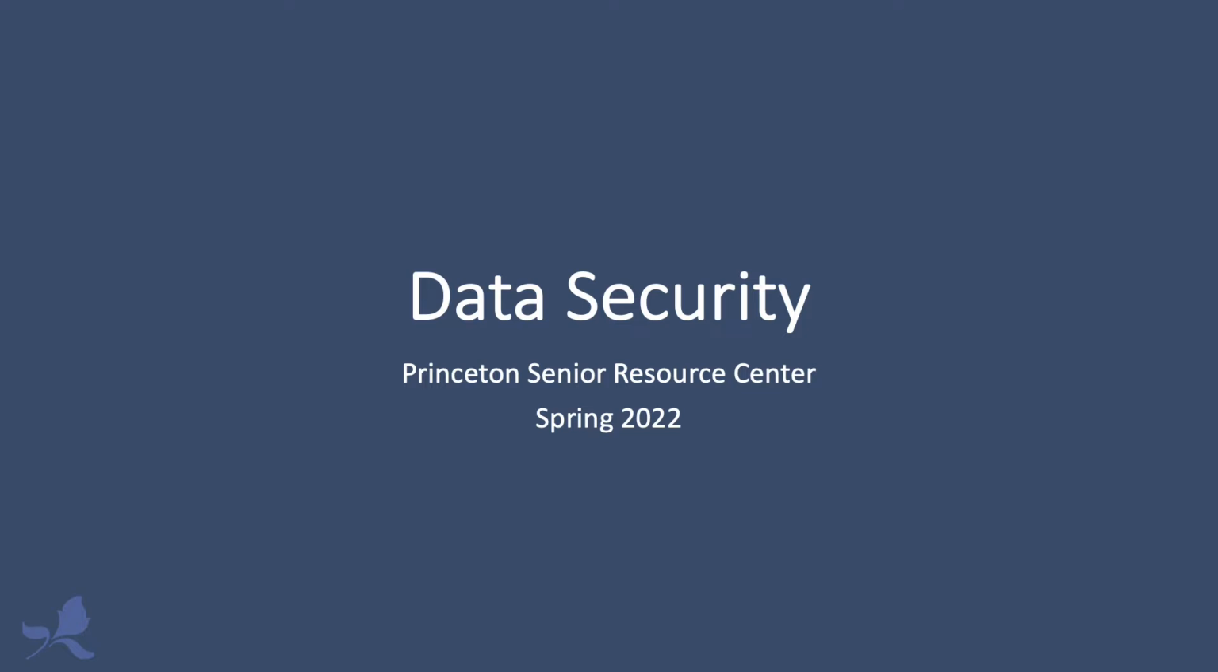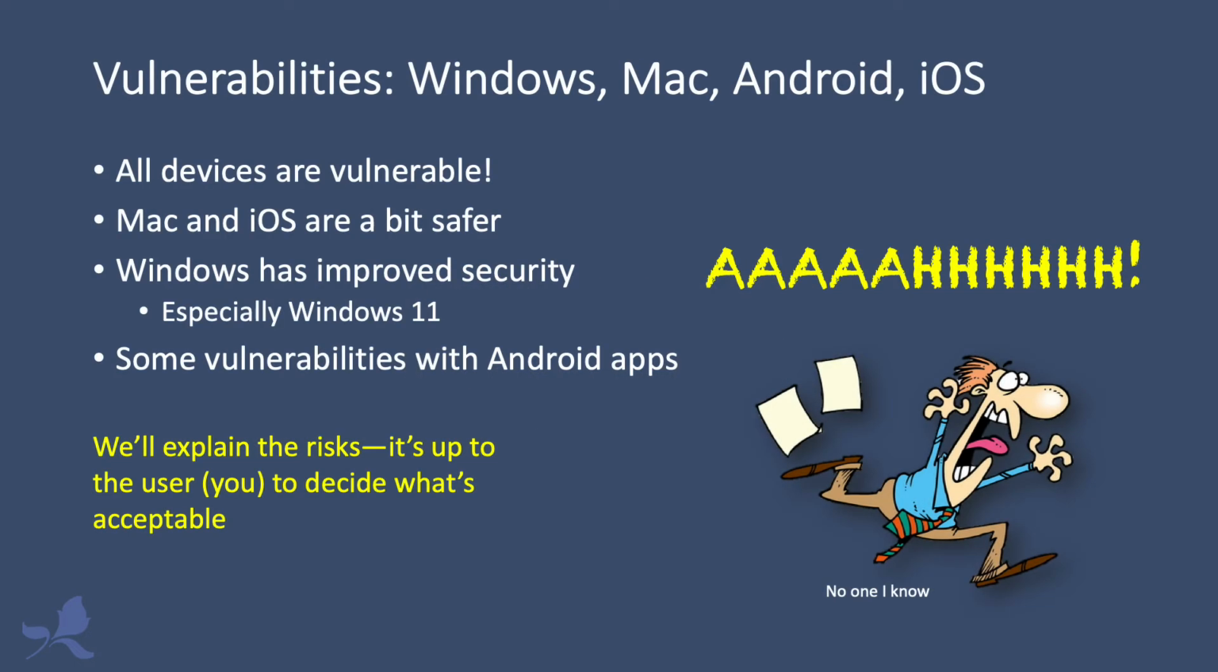Folks often ask us what kinds of devices are more vulnerable to security breaches. The truth is, all of them are, at least to varying degrees. Mac and iOS, iOS being the operating system for the iPhone and the iPad, are a bit safer. Windows has improved its security considerably, especially with Windows 11. There are some vulnerabilities with Android apps. Anyway, we'll explain the risks today.